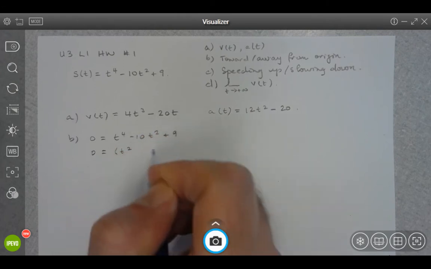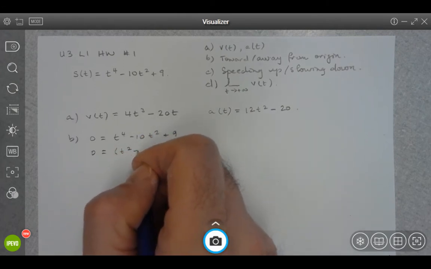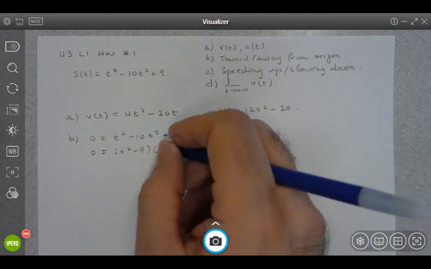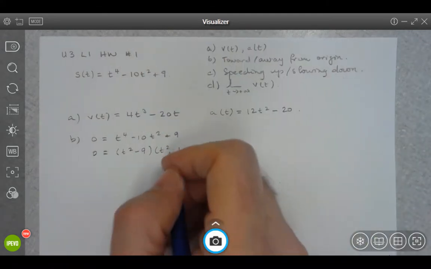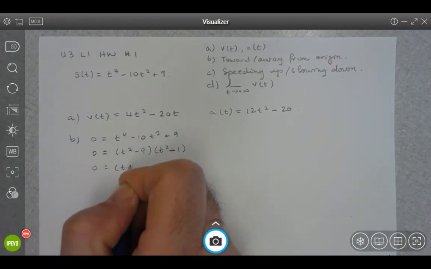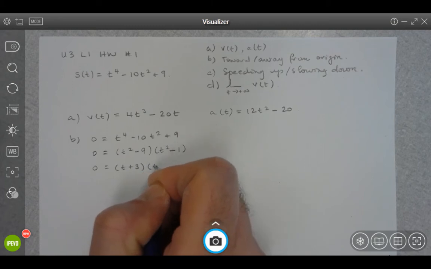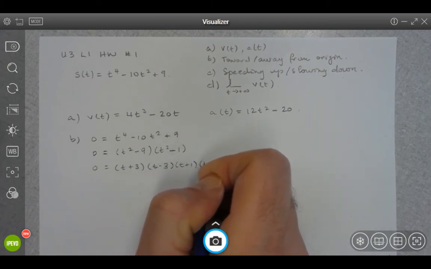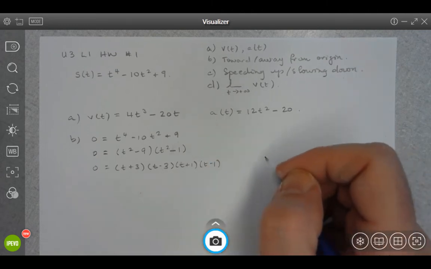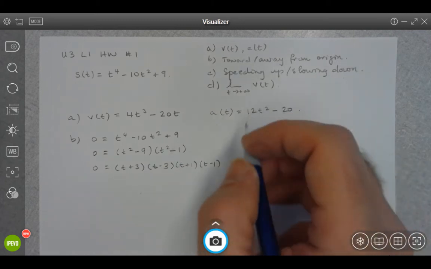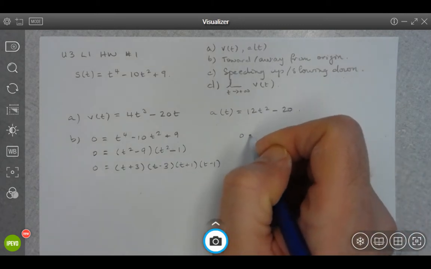So that's just t squared minus 9 and t squared minus 1, which again, both factor nicely. That's just t plus 3 and t minus 3, t plus 1, t minus 1. Okay, so these are the values we're going to be interested in. And then we'll work with the velocity function and see when that's equal to 0.